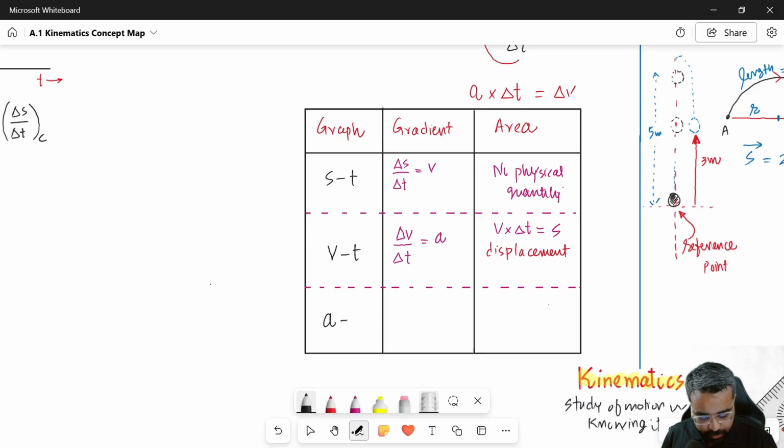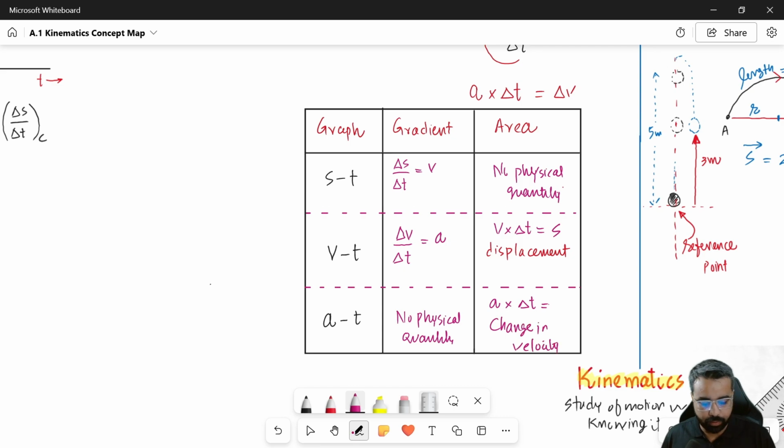Last but not least, the acceleration time graph. For an acceleration time graph, there is no physical quantity that exists which tells us about the gradient. But if we multiply acceleration with the time taken, that is equal to change in velocity. So, change in velocity.